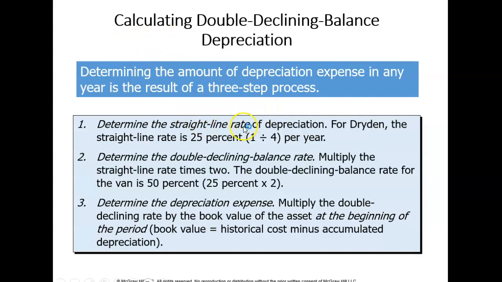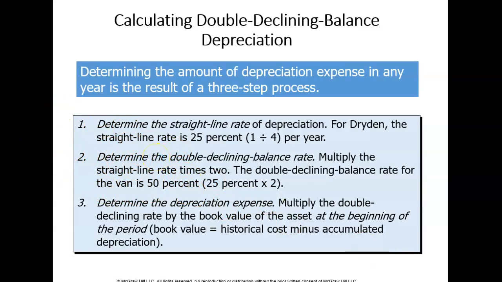To get that rate, you're going to take the number 1 divided by the asset's useful life. So if an asset has a 4-year useful life, 1 divided by 4 would give you 0.25 or 25%. If the useful life, say, was 5 years, it'd be 1 divided by 5, which would be 0.20 or 20%. So again, first take 1 and divide that by the asset's useful life to get the straight line rate of depreciation.